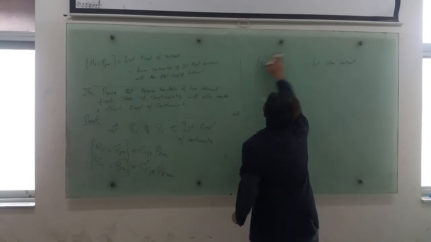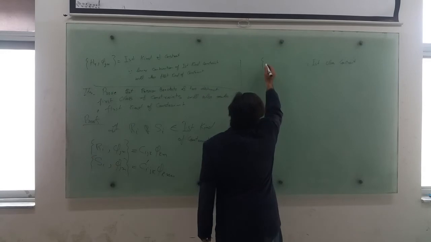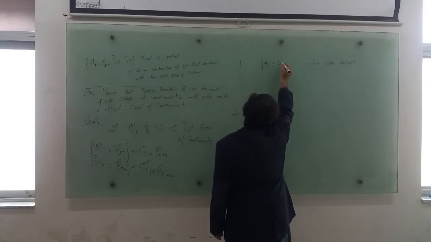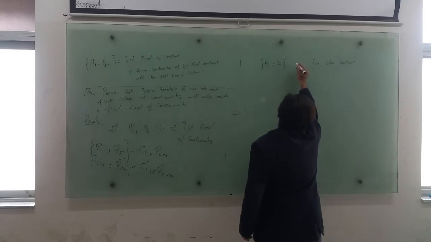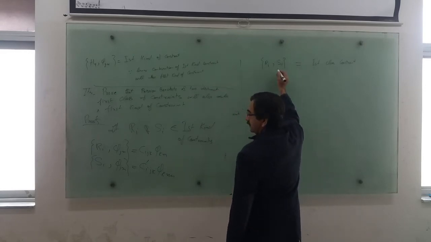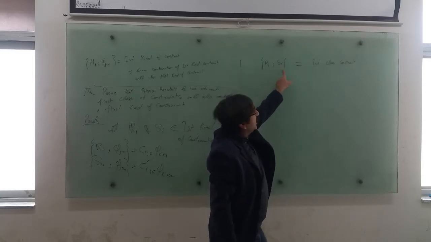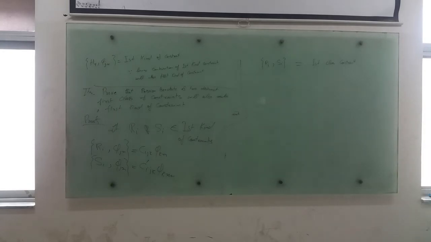I have to prove that the Poisson bracket of Ri and Si is of first class. We have to prove it. To prove this, we have to look at the combination with the constraint.